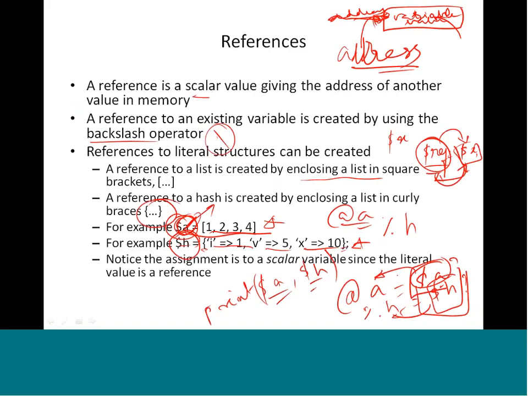Then the two main things that we talked about were referencing a scalar and dereferencing a scalar. Referencing a scalar value is to reference its address in memory. The way to do it is by using the backslash operator. For lists, we simply use square brackets, and for a hash, we use curly braces to create a reference. And all these references we noted were created as scalars and not as arrays or hashes themselves. So these are all no-nos that we saw. Only the dollar sign is allowed.